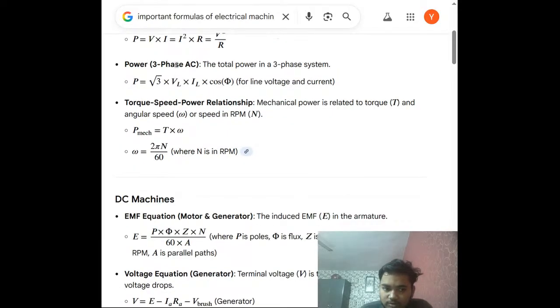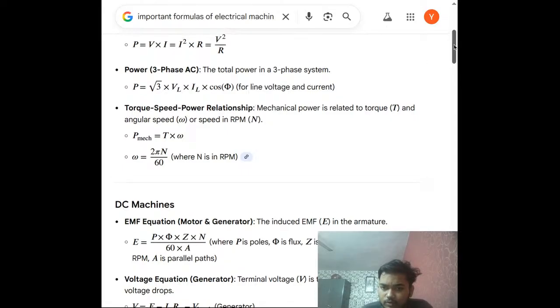Power in three phase AC. The total power in a three phase AC system is root 3 into VL into IL, where root 3 comes from the star connection of the circuits. This means the winding of a three phase transformer is star connected.